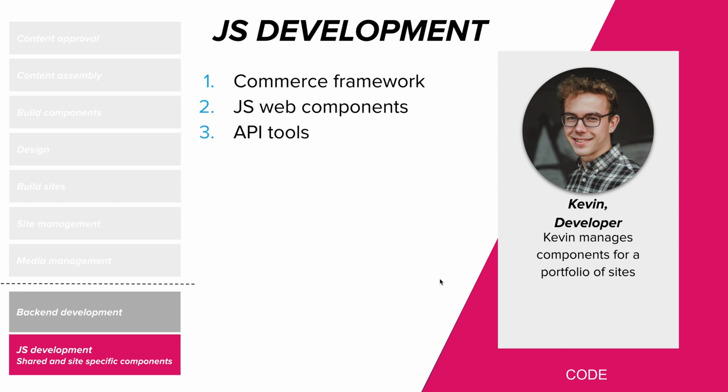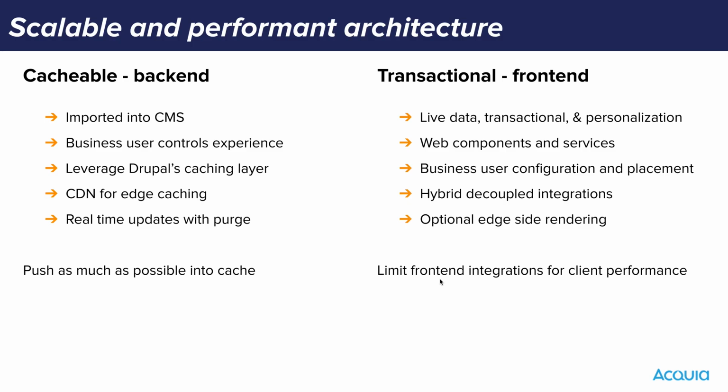Two, he's using JavaScript web components that he can easily create and inject into the site so that they can be assembled with other content easily with the low-code tools. And three, Kevin is able to take advantage of the APIs that are built into the system so that he can access content and data and use it in his applications. Let's take a look. When it comes to the commerce framework, it's broken up into two pieces.